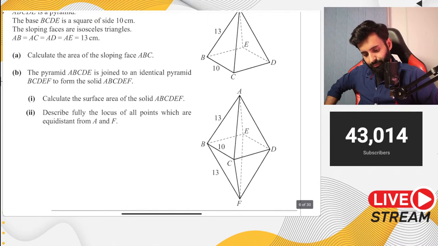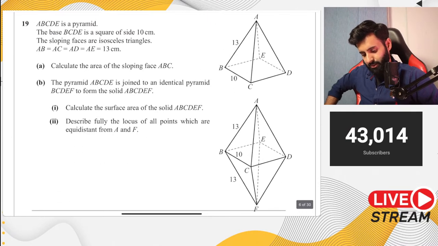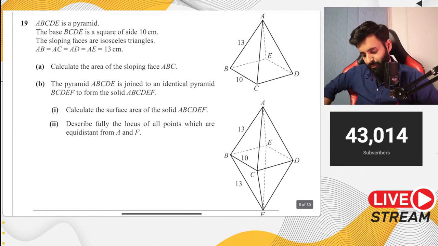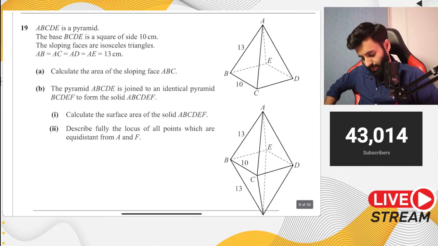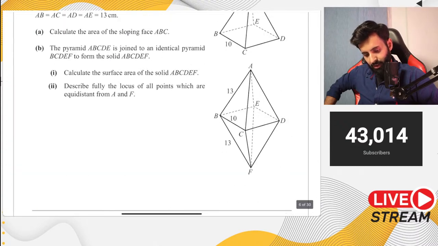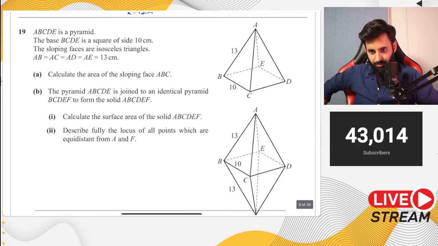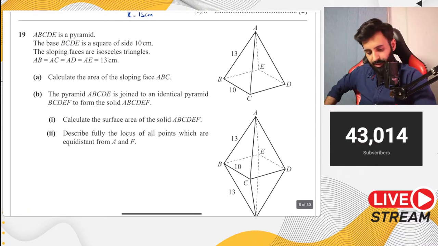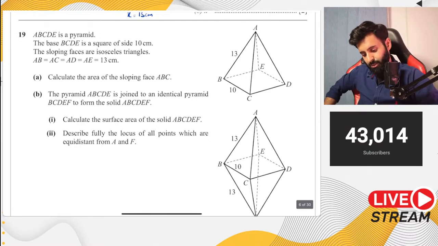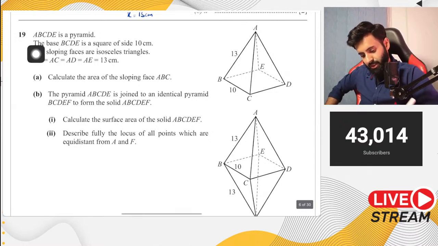Now, here's question number 19. Let's see what this says. This is a challenging question. ABCDE is a pyramid. The base BCDE is a square of sides 10 centimeter.